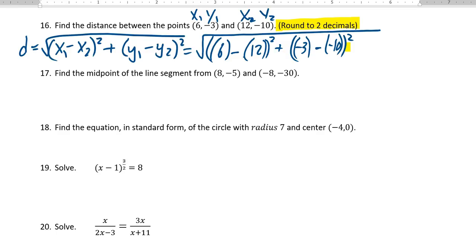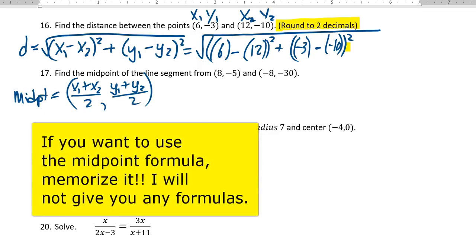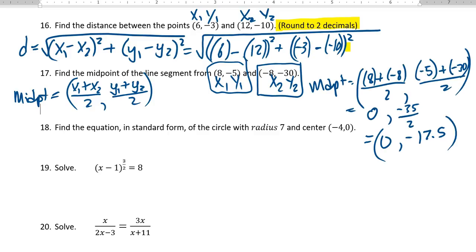Now, I cleaned it up a little bit, but the next problem asks us to find the midpoint. So we can memorize the midpoint formula, or we can just realize that we're just averaging the x's and averaging the y's. Your choice. So if you're going to use a formula, you label the x and y of each point, and then you choose one to be point 1 and one to be point 2. Notice the 1s go on both the x and the y. This means point 1. And the 2s go in the subscript of both of these, because that's point 2. And then we just evaluate our formula, and I get 0, -17.5.